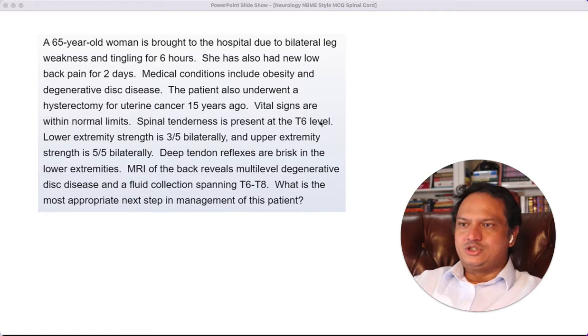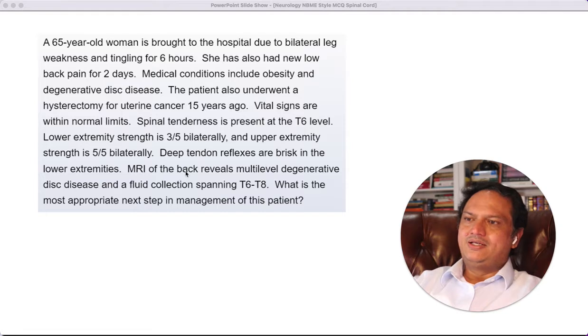Upper extremity is normal. So something has happened at T6 that is disconnecting the upper and lower extremities. Deep tendon reflexes are brisk in the lower extremities. I would recommend using hyperreflexia instead if you want to show abnormality, because brisk could be normal in someone who is anxious. MRI of the back reveals multi-level degenerative disc disease, likely not significant here, but there is a fluid collection that is spanning the T6 area.